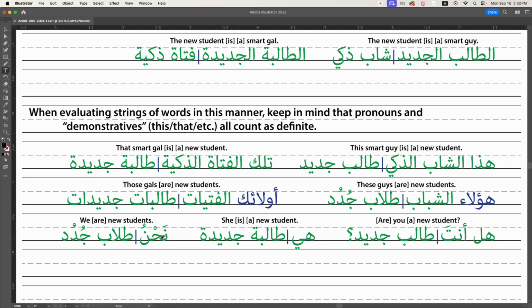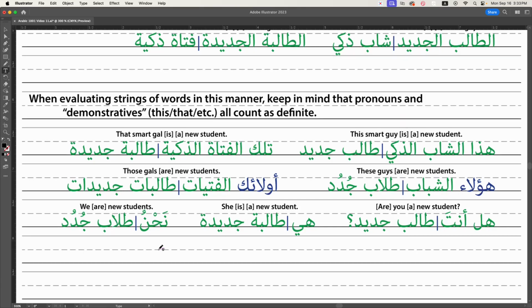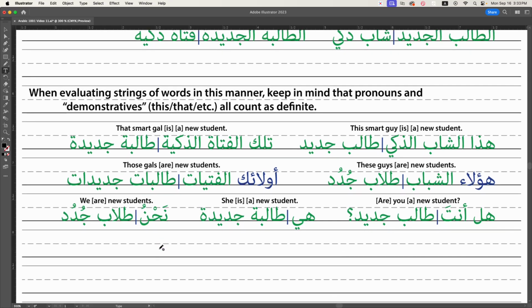We can say nahnu. Nahnu is we, almost universally pronounced hana. So nahnu is how we say it in Fusha or formal Arabic. And then tullab judud is the human plural of talib jadid. So we are new students. Again, there's no "are" here. So through the course of the rest of these videos, I'm going to take this very, very basic theme and elaborate on it greatly.